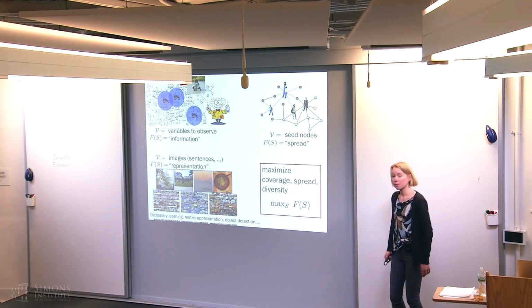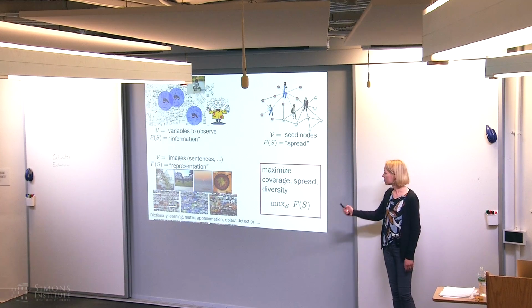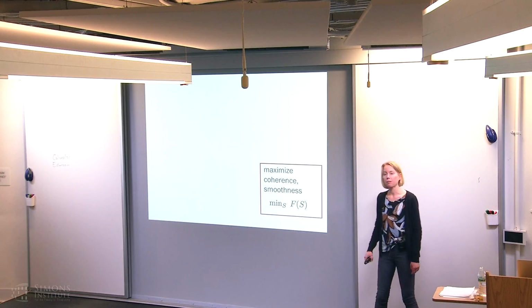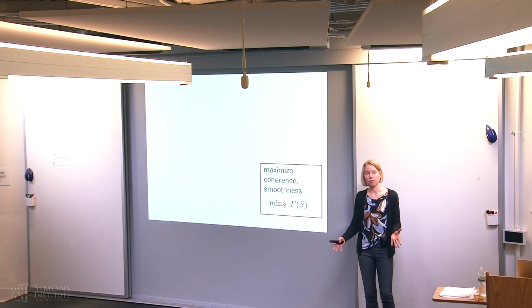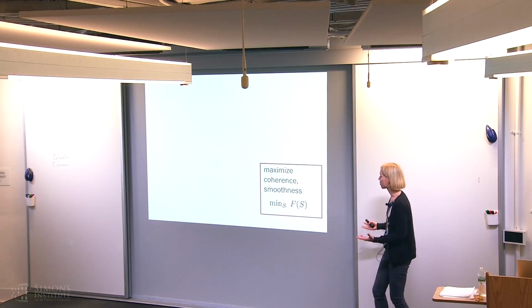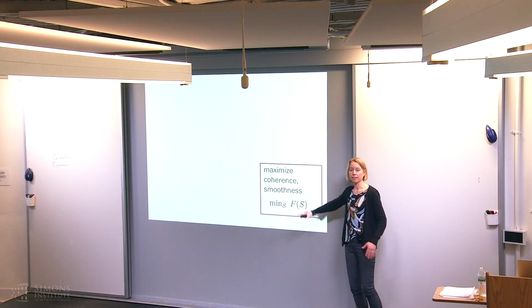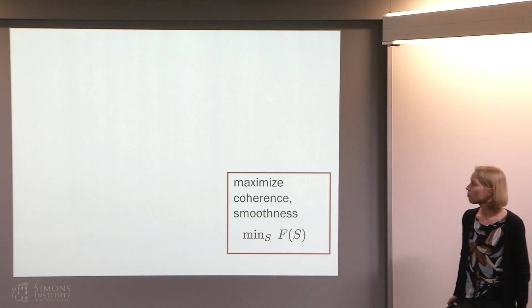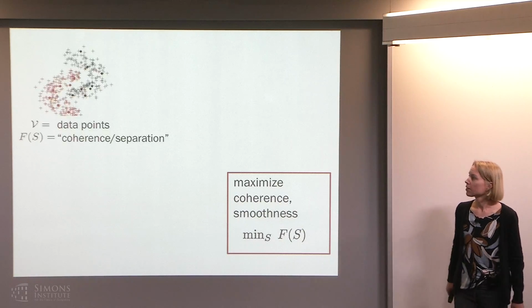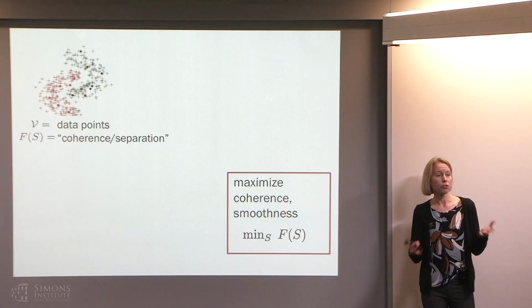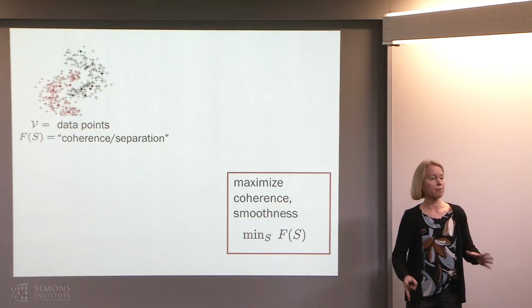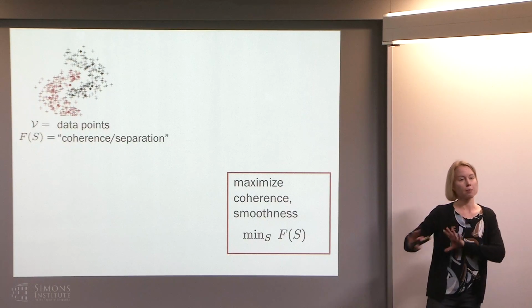Okay, sometimes we may also want to do the opposite. So instead of maximizing coverage or spread, we may want to actually maximize the coherence of the items that we pick. Since we're doing the opposite, I'm suggestively also already writing it as minimizing some function that does something like that. So what are examples of that? Well, one example is clustering and semi-supervised learning, where out of all the data points that we have, we want to pick some that are somehow close together and separated from the rest.